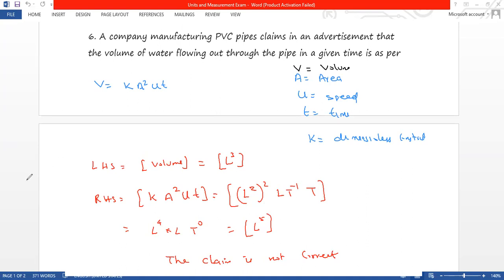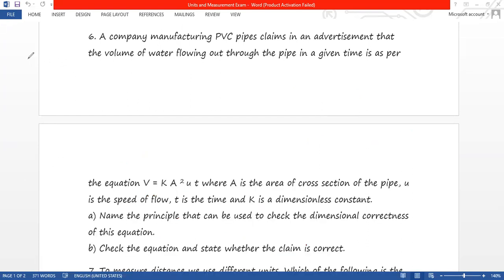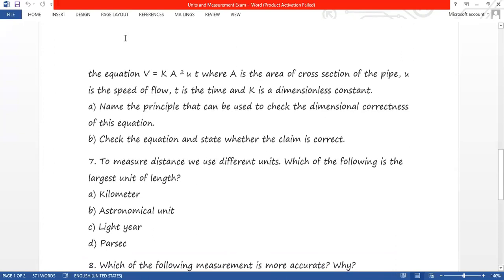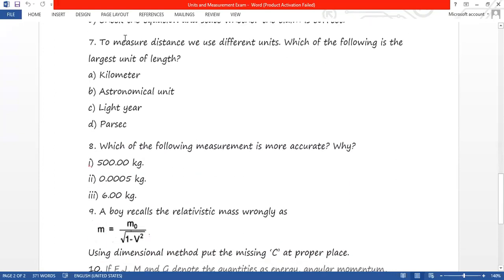Now we can solve the seventh one. To measure the distance, we use different units. Clear? Which of the following is the largest unit of length? Kilometer. Astronomical unit is used to find the distance between two planets, right? Light year is the distance light travels in 1 year. And parsec is used as 3.26 light years. Clear, right?